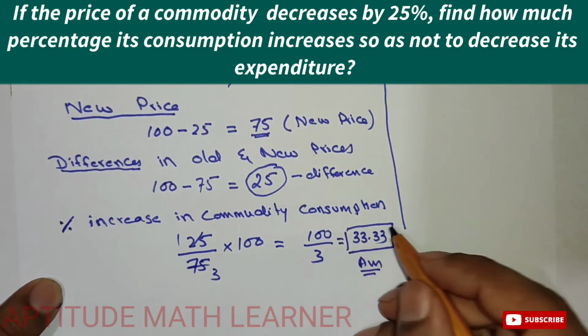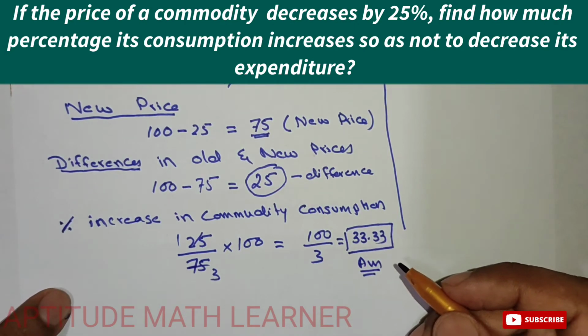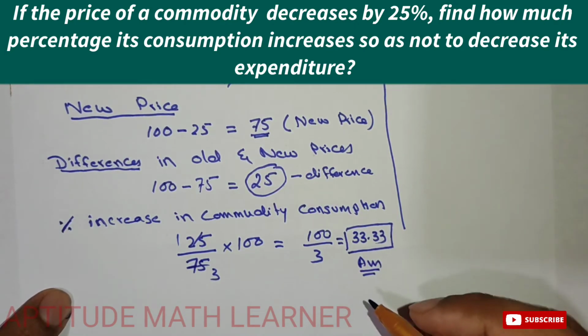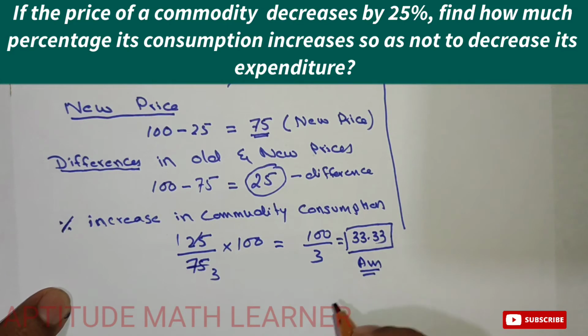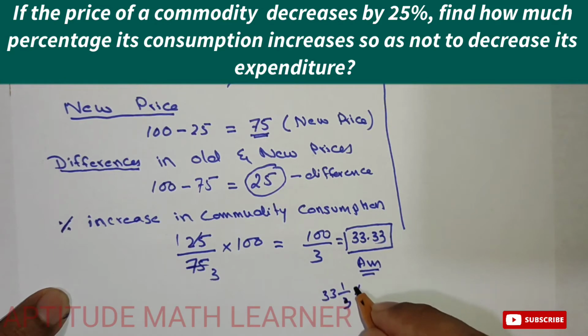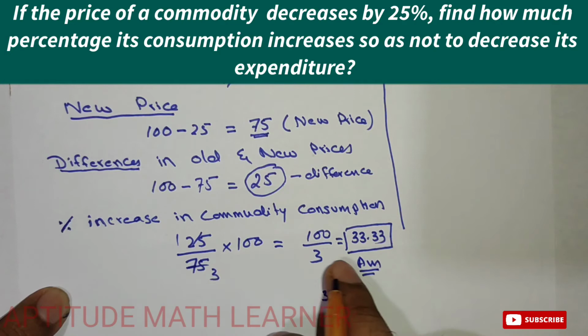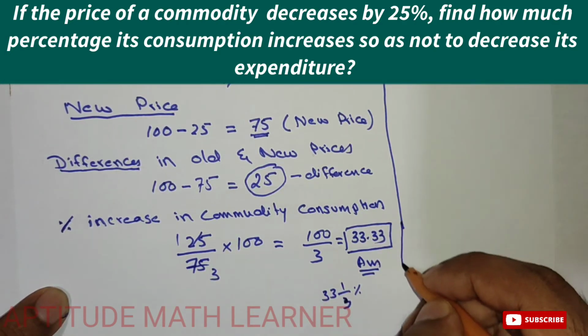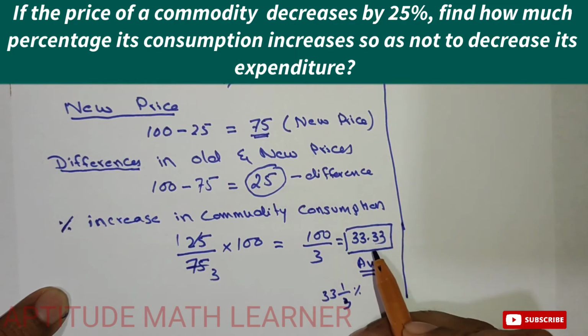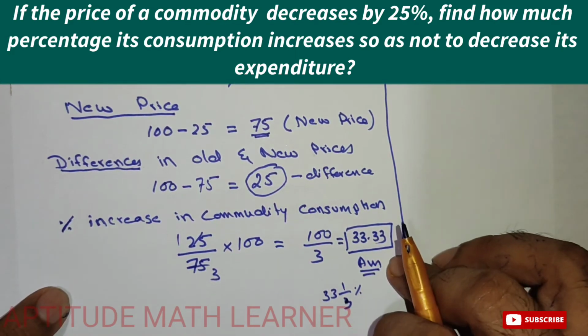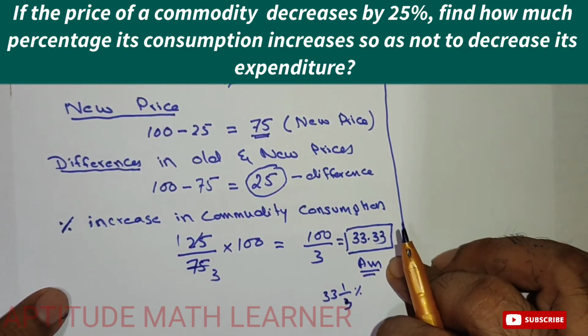And this could also be written in this form as well: 33 1 upon 3%. So this could also be an answer, because after dividing 100 by 3 you can also get this answer. And so this 33.33 is the percentage increase in consumption.